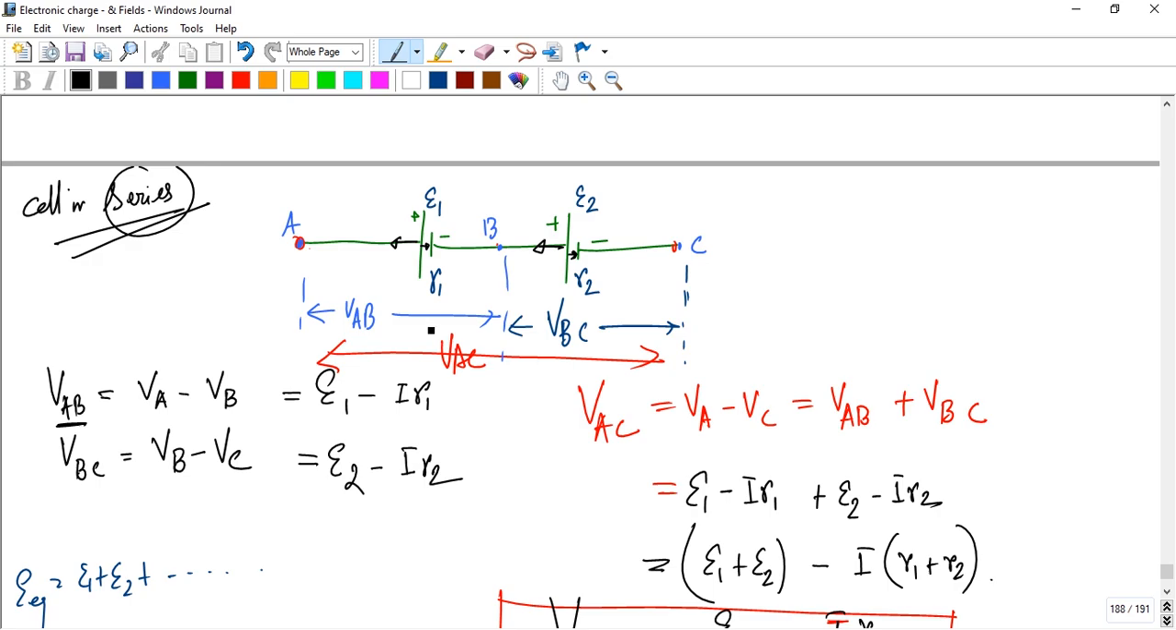Next class we will discuss a very important concept, very important in board exams, JEE and NEET exams: Kirchhoff's law. Okay, so today in the class, thank you.